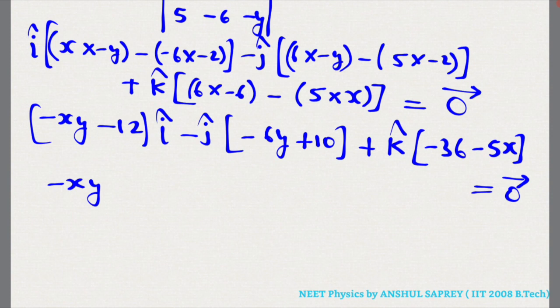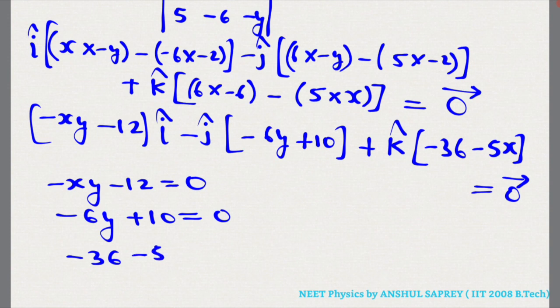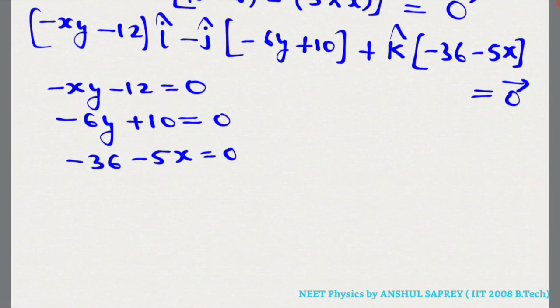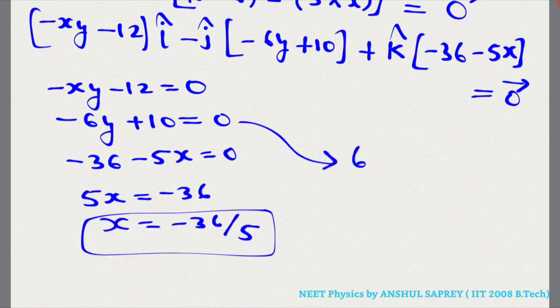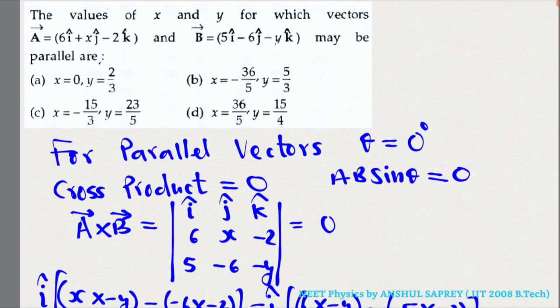Minus xy minus 12 is equal to 0. Minus 6y plus 10 is equal to 0. Minus 36 minus 5x is equal to 0. By solving, we'll get 5x is equal to minus 36. So x is equal to minus 36 by 5. Using this equation, 6y is equal to 10. So y is equal to 5 by 3. So the correct option is B.